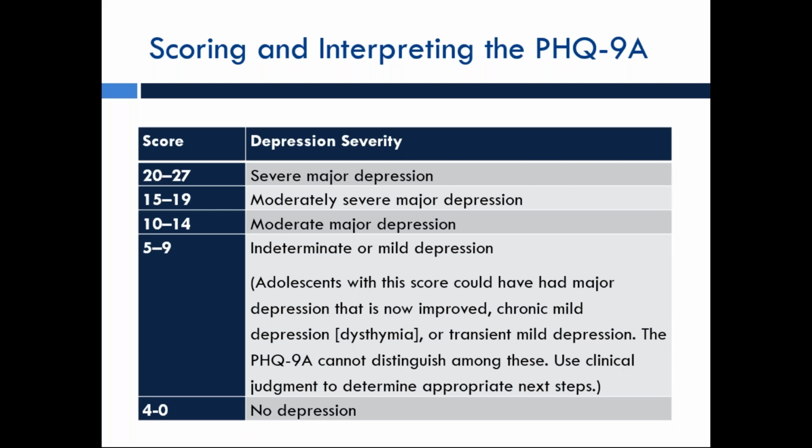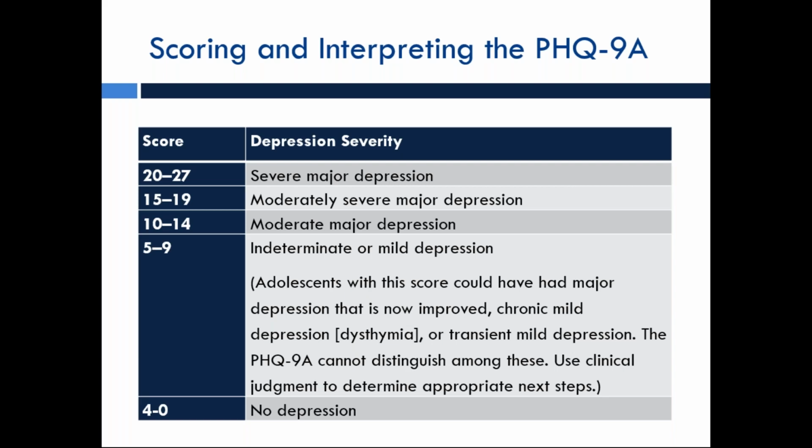So the scores align here, and they really explain the severity of the depression. If a score of 0 to 4 is no depression, a score of 5 to 9 means indeterminate or mild depression. This means that typically an adolescent could have had a major depression and it's now improved, or it could be chronic mild depression, which is called dysthymia, or transient mild depression. So this tool can't distinguish among these. If an adolescent does score in this range, clinical judgment should be used to determine the appropriate next steps as to whether you think the adolescent needs further assessment or there is no further assessment warranted.